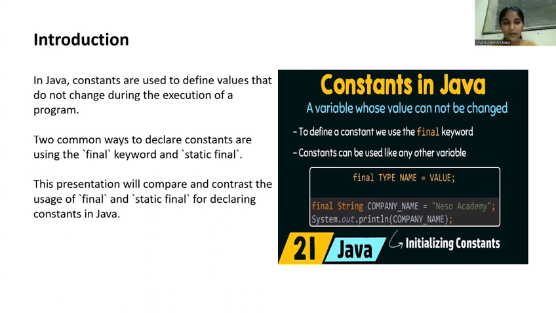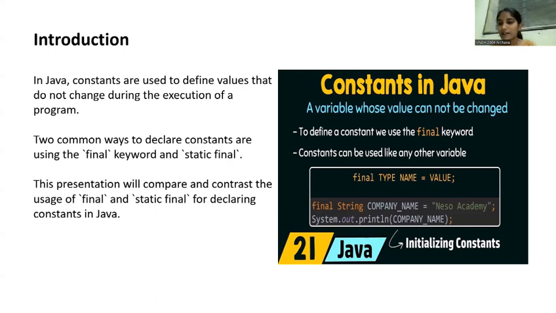So in Java, constants are used to define values that do not change during the execution. And here there are two ways to declare constants in Java: using the final keyword and the static final keyword. Here there is a difference between both of the keywords. So let us discuss it in the coming video. This presentation will compare and contrast the usage of final and static final for declaring constants. So I am going to explain this concept.